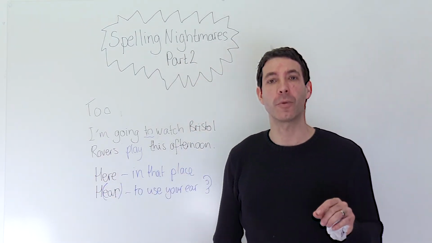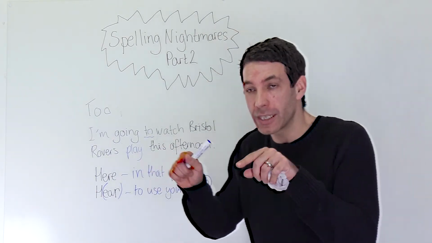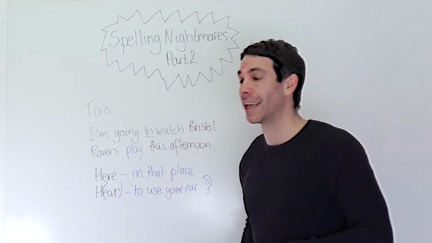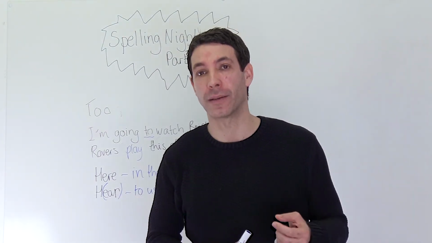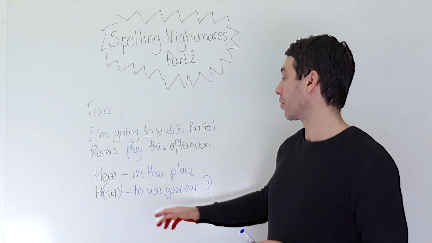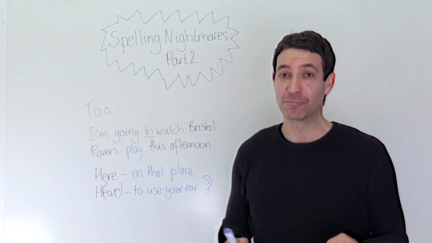So if you're using the word, or you want to use the word here to refer to the act of listening, have a look to see if inside the word here there is a little ear. And if so, then you've got the correct spelling. If you're using the word here to talk just about place, then you'll be looking for the spelling H-E-R-E. That's simple, isn't it?